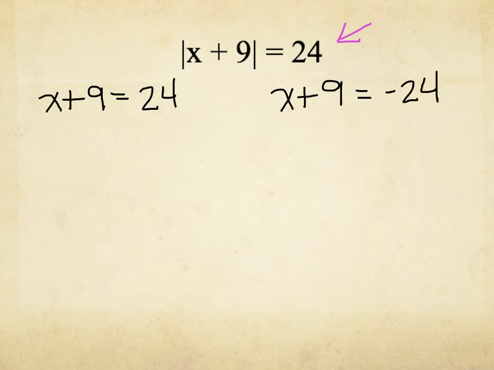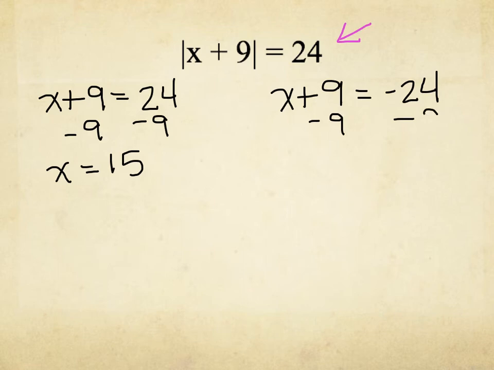Okay, I'm going to do the first side. Subtract 9 from both sides, and I get x equals 15. And then on this side, I'm going to subtract 9 from both sides, and I get -33. X equals -33.